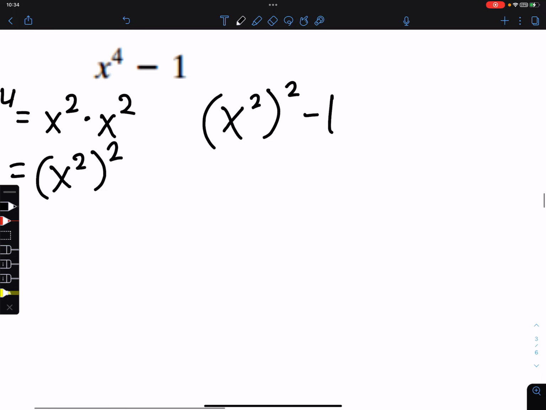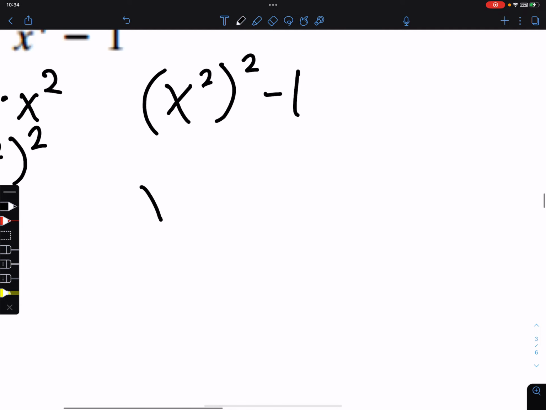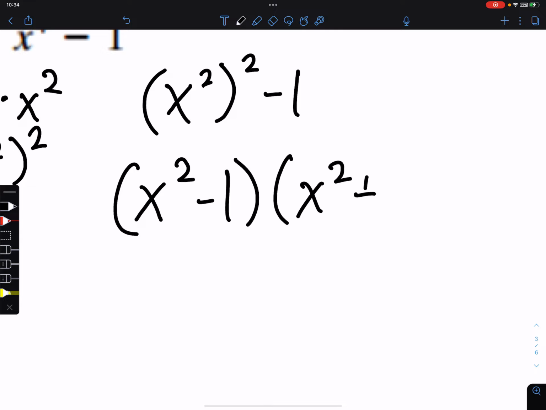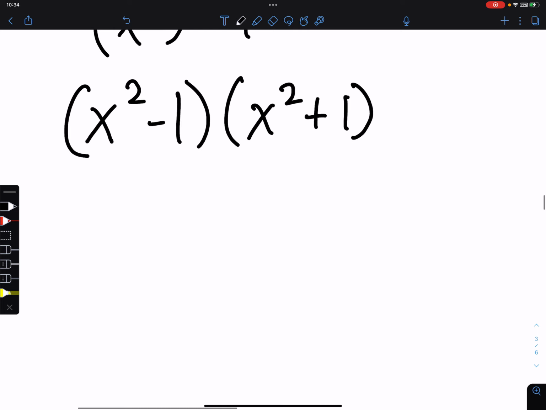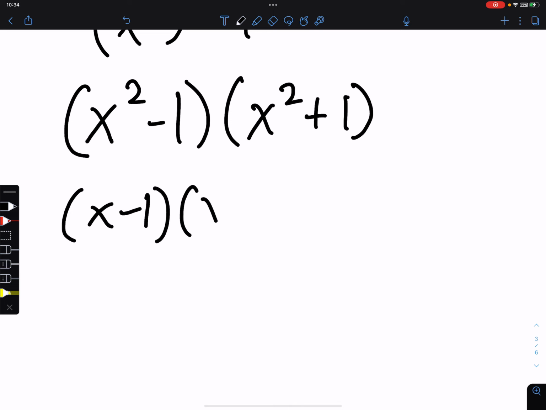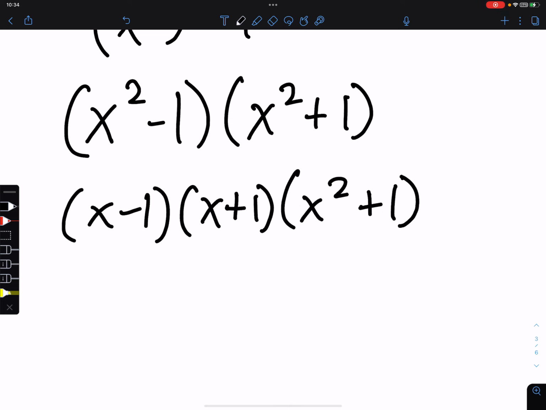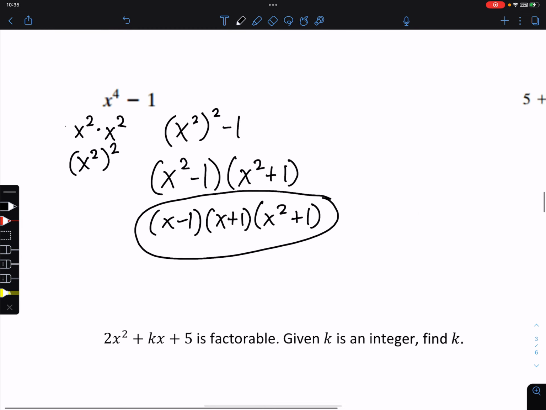And now we can factor it as we have something squared. Just think of this as box, right? Box squared minus another thing squared. So box minus 1 times box plus 1. Now, is that our final answer? Well, not quite, right? Here we can factor this again. So x minus 1, x plus 1, and as we said before, this is not factorable. And this is our final answer.